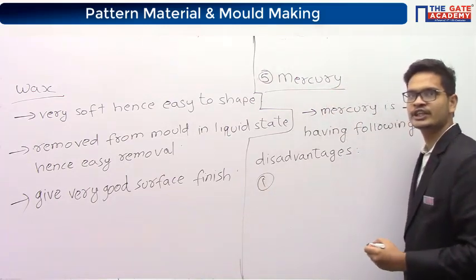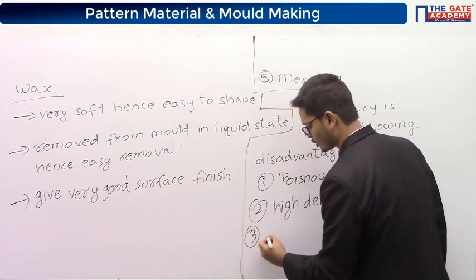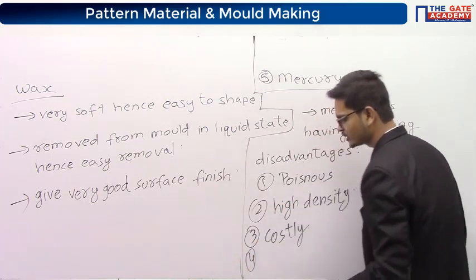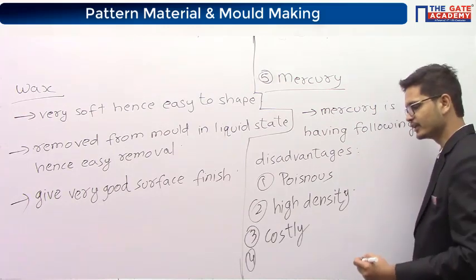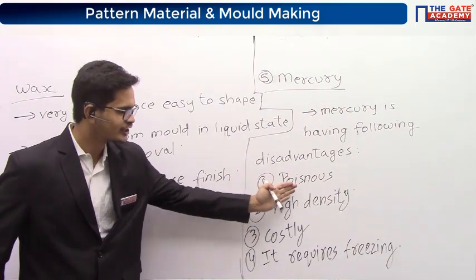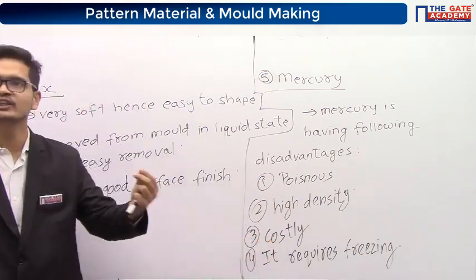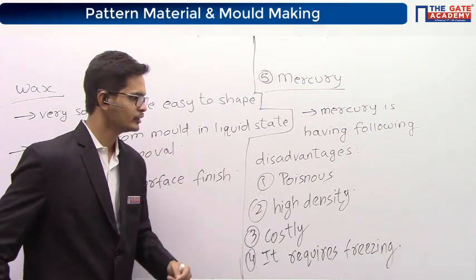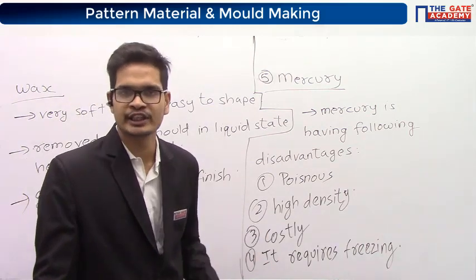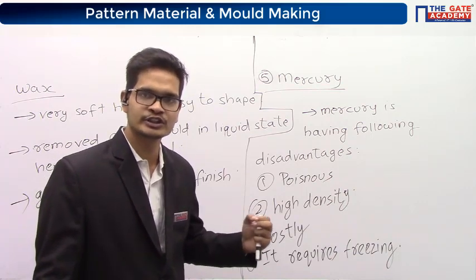It is poisonous in nature, it is having high density, it is costly, and the fourth one is it requires freezing. So see, it is poisonous in nature, it is having high density, it is costly, it requires freezing. Even then we are using it for casting. Even then we are using it as a pattern material. The reason is it is giving us very good surface finish.